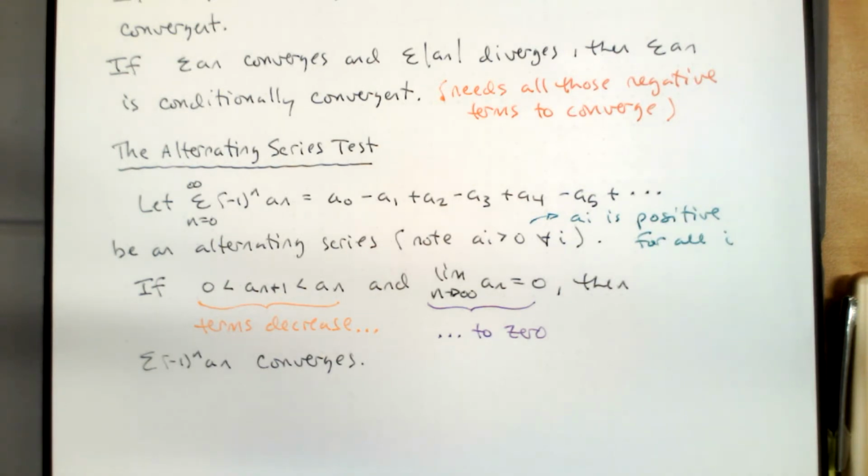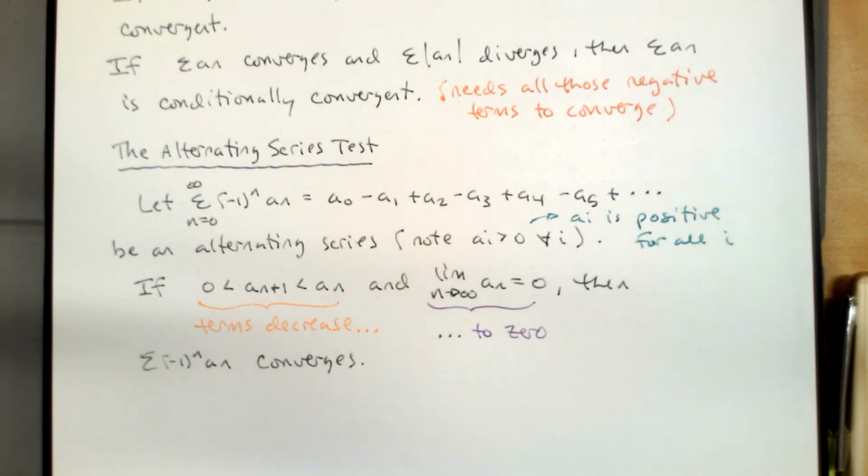It's required that the terms go to zero, but that doesn't mean that we get a convergent series. We need the terms to go to zero plus something else. The alternating series test says if the terms decrease to zero and the terms are alternating, then we get a convergent series. So terms are decreasing to zero and the series alternates. That's the extra thing.